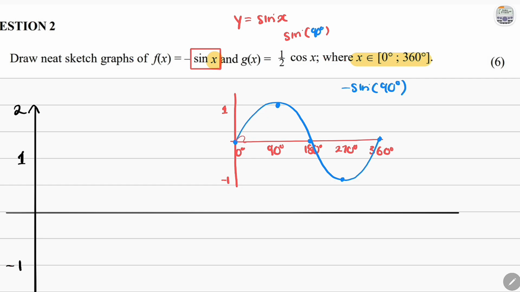Okay, if 0 got multiplied by -1, it gives you 0. If that y value of 1 gets multiplied by -1, it gives you -1. So instead, you'd have 90 degrees and -1. If the y value of 0 here got multiplied by -1, it gives you 0. If the y value here at 270 degrees of -1 got multiplied by -1, it would give you 1. And then if that y value of 0 got multiplied by -1, it gives you 0. So look at what your sine graph ends up looking like.